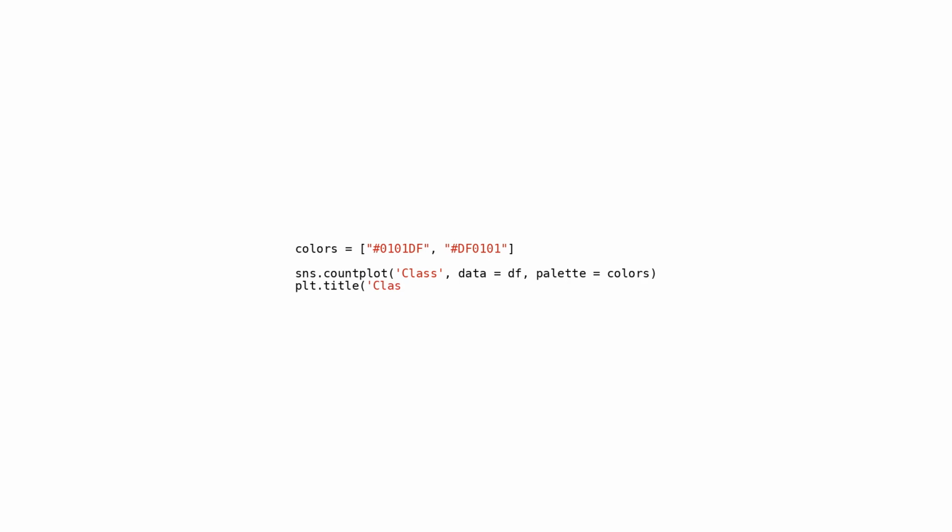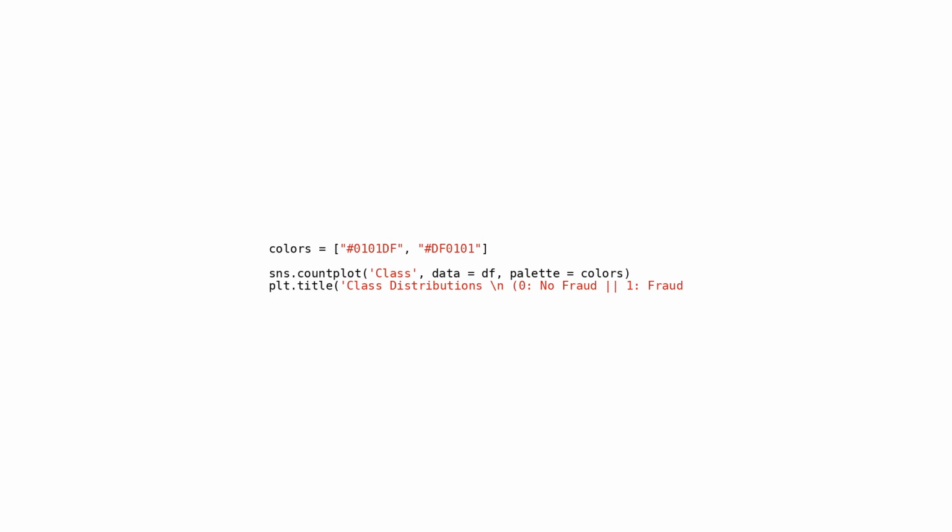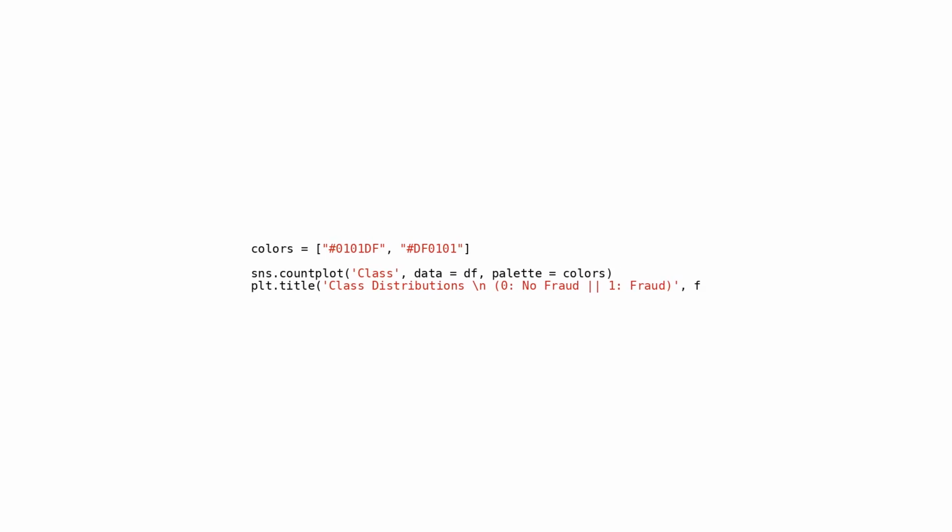Additionally, the code includes plt.title('Class Distributions \n 0: No Fraud || 1: Fraud', fontsize=14) to add a title to the plot indicating the represented classes, 0 and 1. The title is placed at the top of the plot with a font size of 14 to enhance readability.